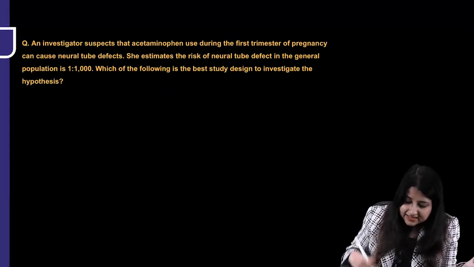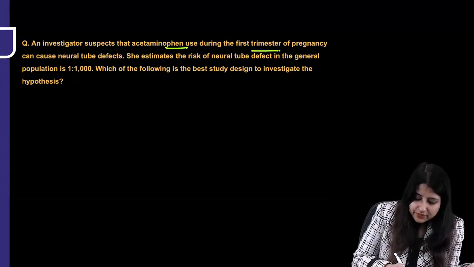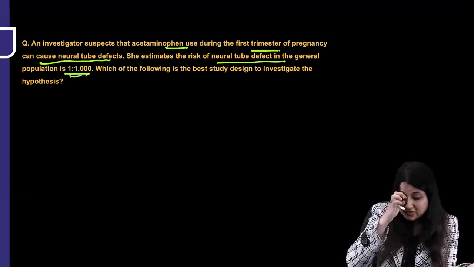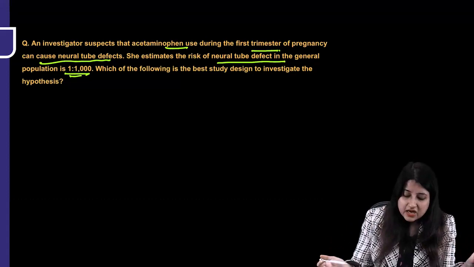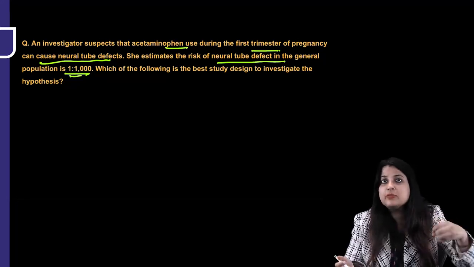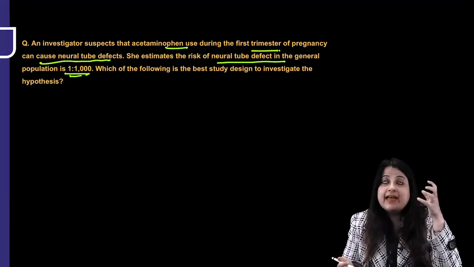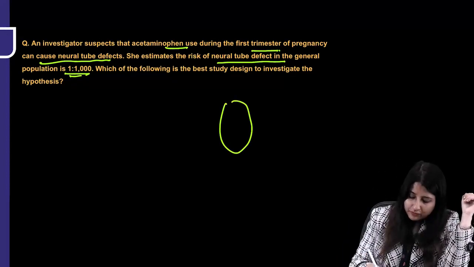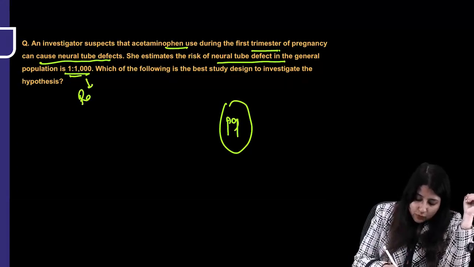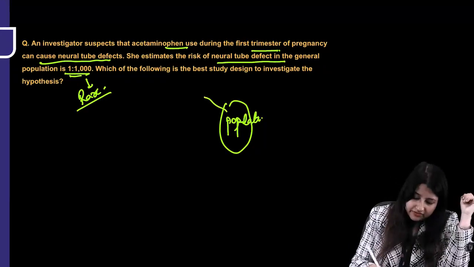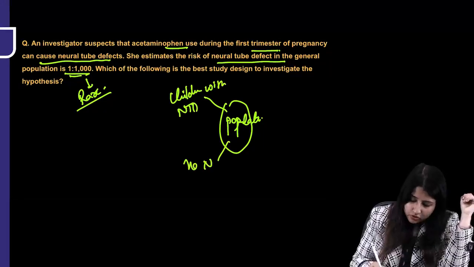An investigator suspects that acetaminophen used during first trimester of pregnancy can cause NTDs. She estimates the risk of NTD in general population as 1 in 1000. So the risk is every 1000 kids, one can have NTD. Which of the following study is to investigate? Now, can you make pregnant women take acetaminophen and follow them up for NTDs in the baby? Unethical, right? So again, the best thing is you have a population, and this is a rare thing. 1 in 1000 children is presenting with the neural tube defect. So you have this population, you divide it into children with NTD and no NTD.